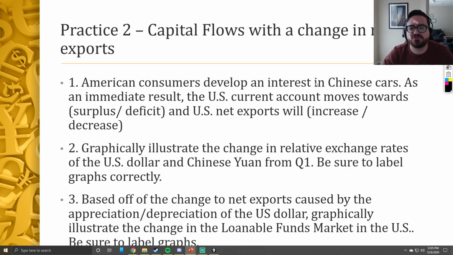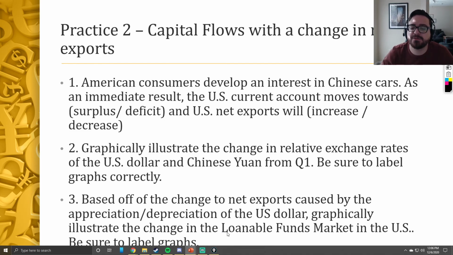Okay, we develop an interest in Chinese cars. We would move towards a deficit because we'd be importing, and net exports will decrease. We would be demanding more yuan and supplying more dollars. There'd be a greater demand for the Chinese currency and a greater supply of the U.S. currency. It says based off the change to net exports caused by the appreciation or depreciation of the dollar, which is that the dollar depreciated, so net exports would be going up. So if our currency is worth less, we can export more, then the supply of loanable funds would go up on that drawing. So be careful.